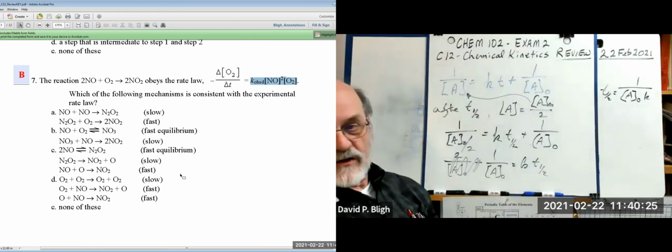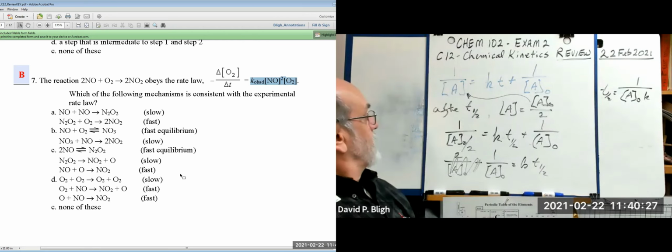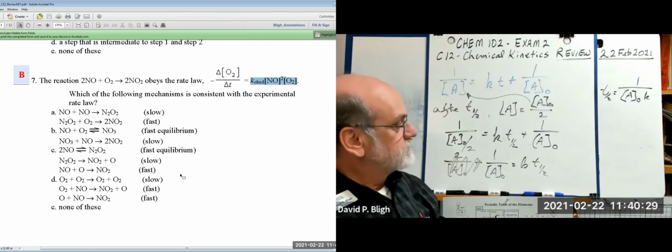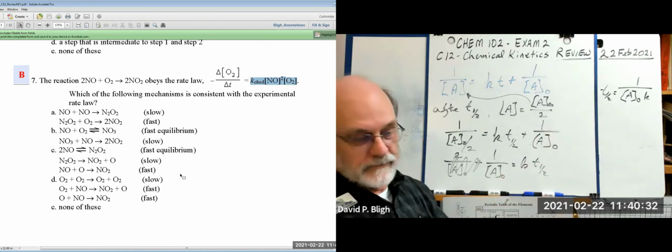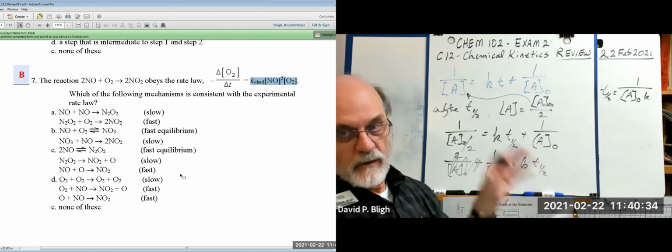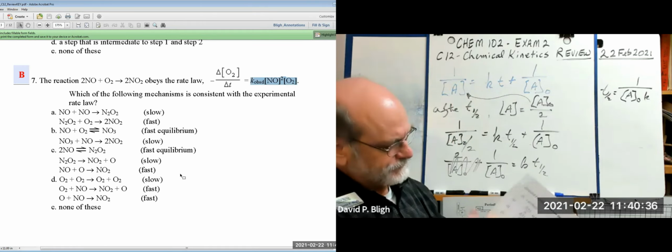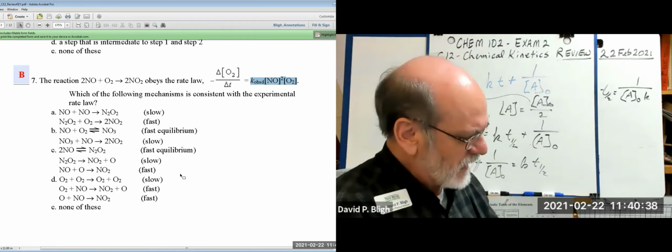Okay, so there's your half-life for the second order reaction. That's why it's like that. And you can do that same process with the other two, if you're so inclined.